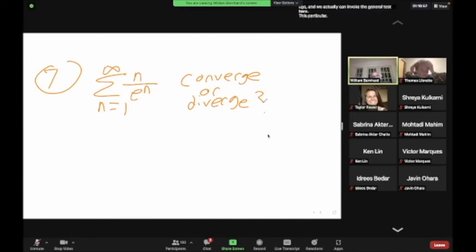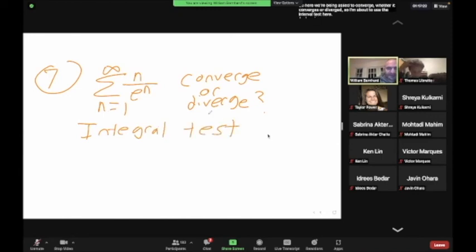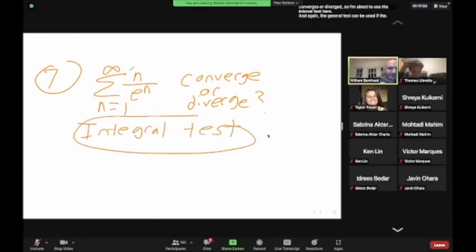This particular integral, n over e to the n, could definitely be utilized with the ratio test. But if I asked you to do the integral test here, we could definitely have success. So here we're being asked whether it converges or diverges. So I'm about to use the integral test here. And again, the integral test can be used if the function here is decreasing, which it is.